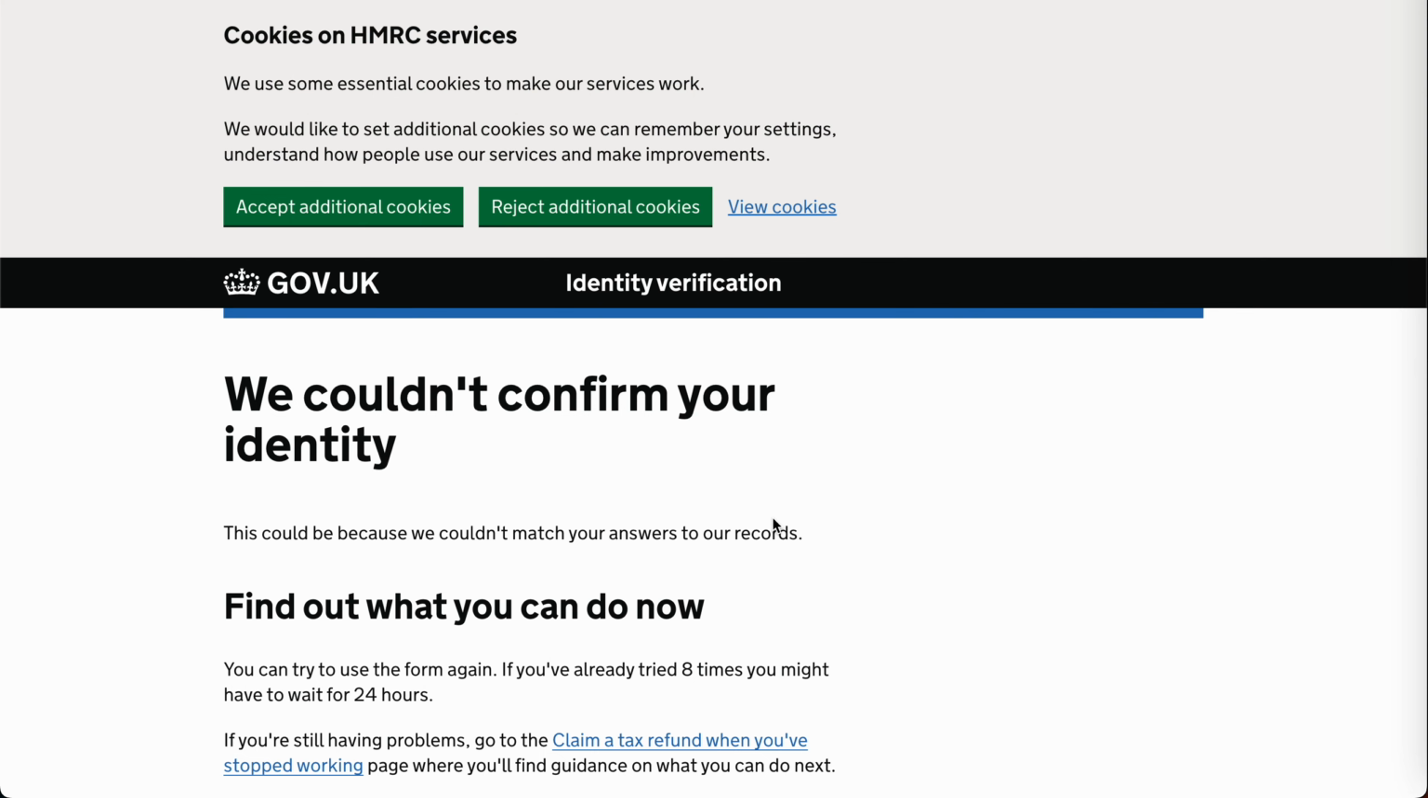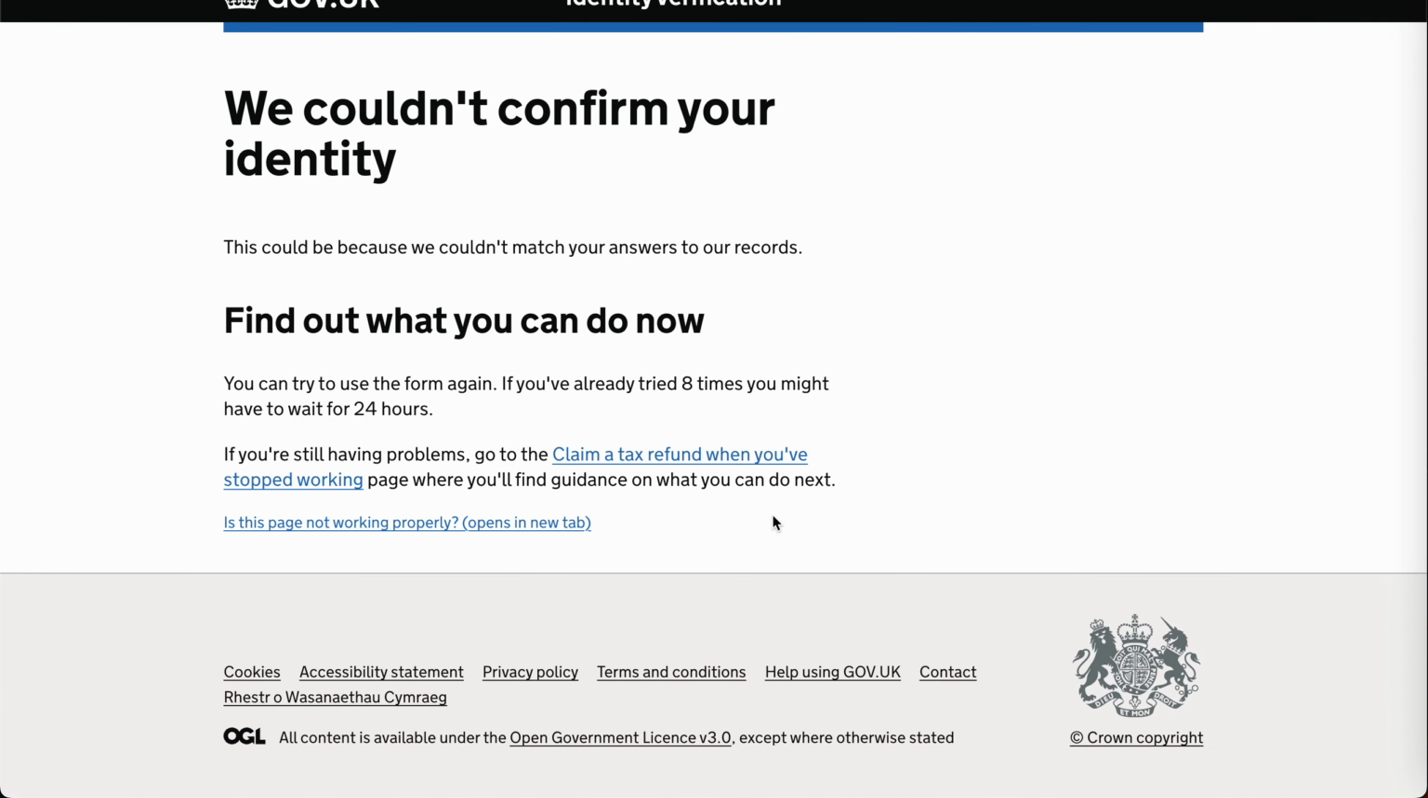For whatever reason, I could not find my identity. I assume it's because I don't actually work, I'm self-employed, which is why they couldn't find my identity. If it works in your case, you obviously just go through the prompts. I can imagine it's very self-explanatory, and you'll be able to file your tax rebate and hopefully get money from the tax man.